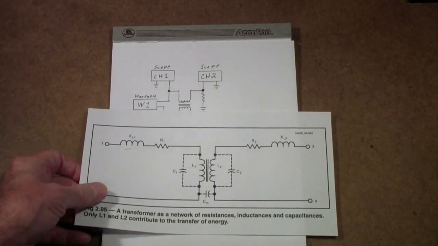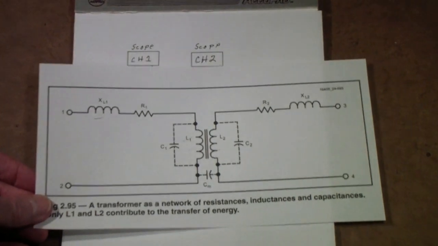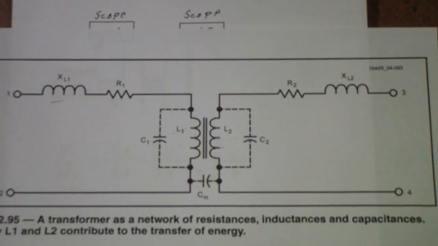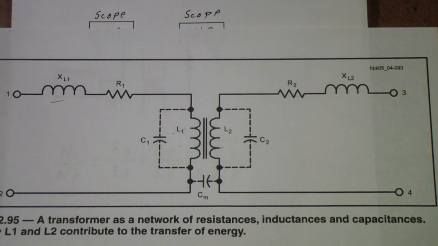One of the questions that was asked was about why the resistance varies with frequency, and the short answer is because it's not a resistor. It's actually a bunch of losses in the transformer, and I showed this circuit out of the ARRL Handbook. If you want to know more about this, you should go to a source like that.